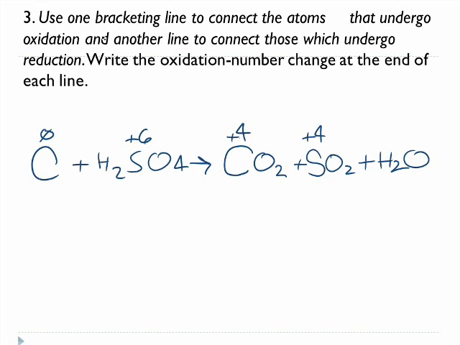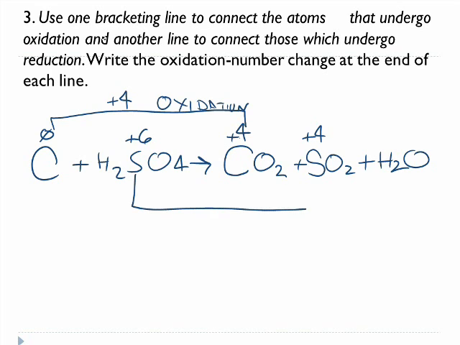Now we go on to step 3. Use one bracketing line to connect the atoms that undergo oxidation and another line to connect those which undergo reduction. We will write the oxidation number change at the end of each line. So let's go from C to C. That went from a 0 to 4, so that was a +4. If we're gaining positive charge, that means we are losing electrons, so that is oxidation.